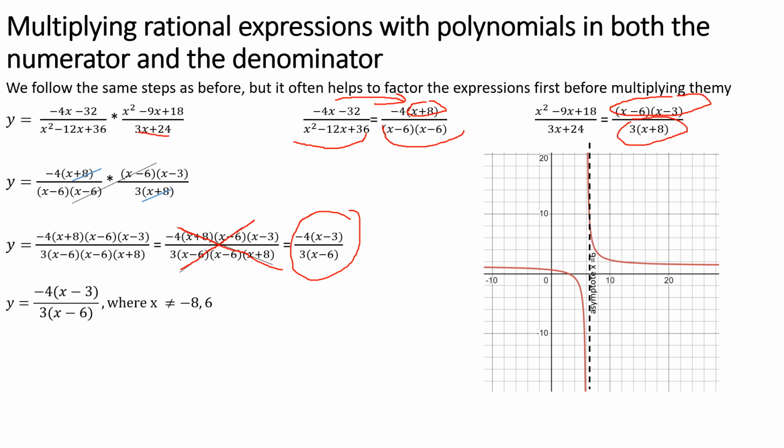Now, obviously, my x cannot be 6. But when I look at my original equation, I also said it can't be negative 8. And why is that? Because in this expression, 3x plus 24 in the denominator, if I put in negative 8, 3 times negative 8 is minus 24, plus 24 would make it 0 in the denominator. We do not like that.